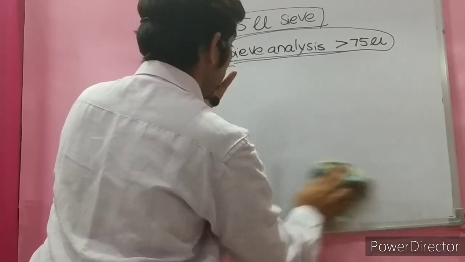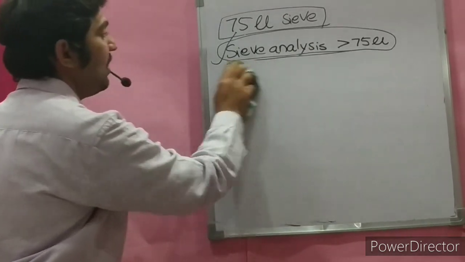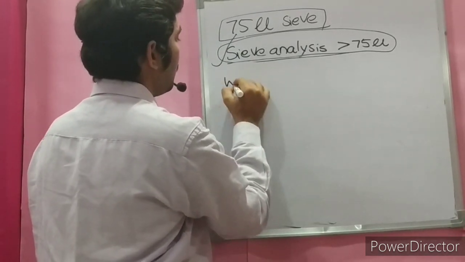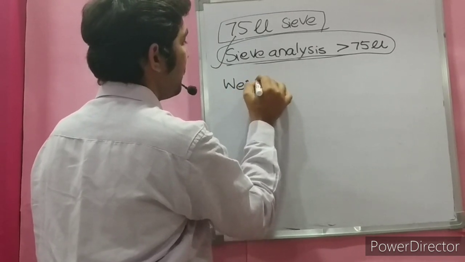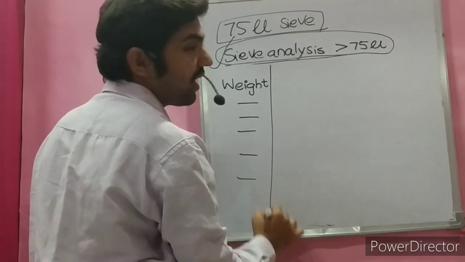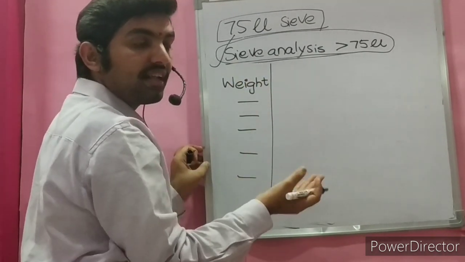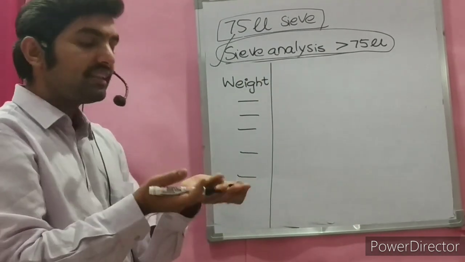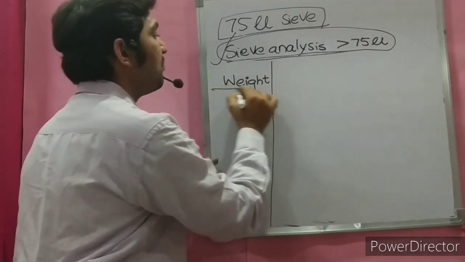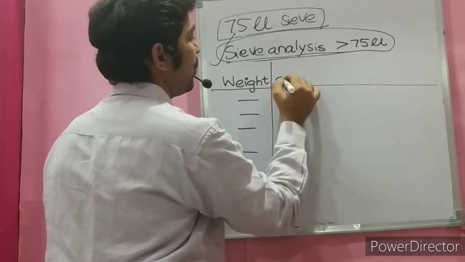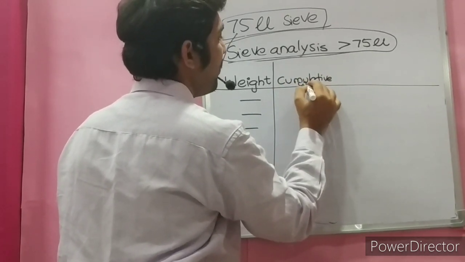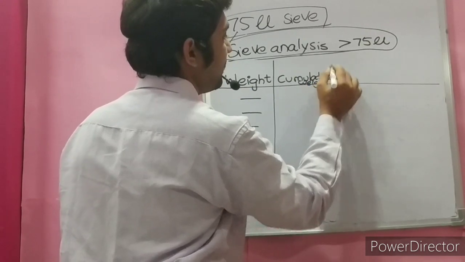Then what happens? We will prepare a table. Weight: what is the weight of the soil sample? In grams, you measure before doing the sieve analysis how much it weighs. You test it in the laboratory. So weight is important. Next, cumulative weight, the cumulative weight that is retained.